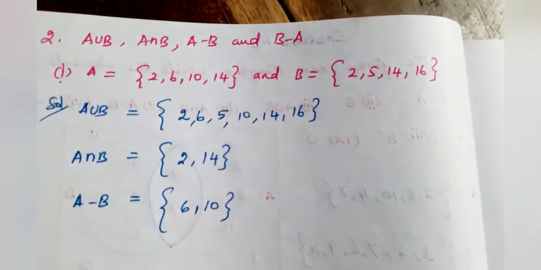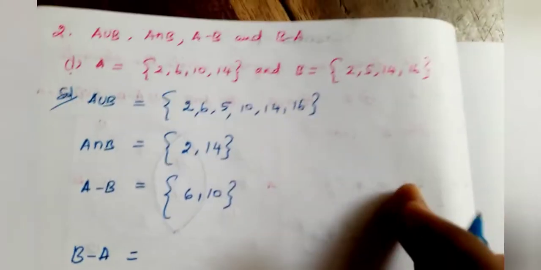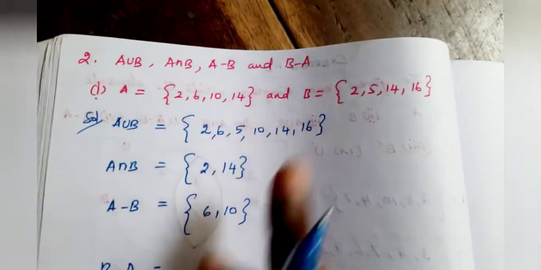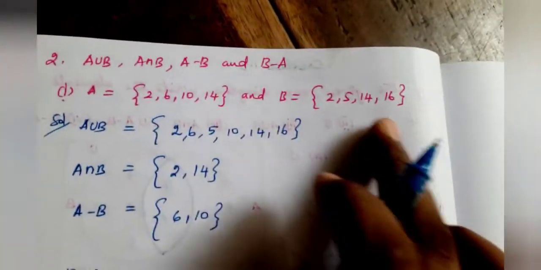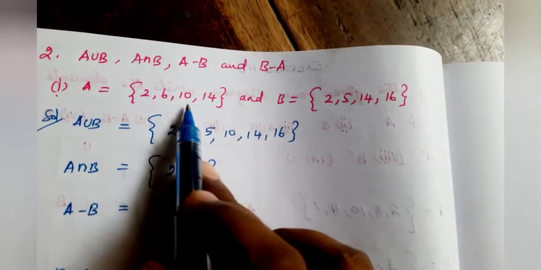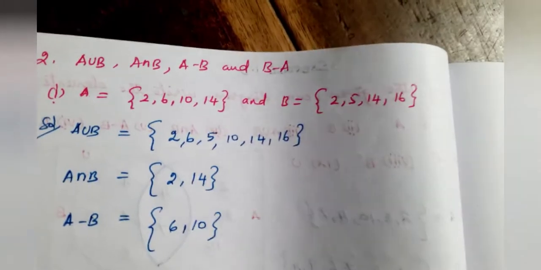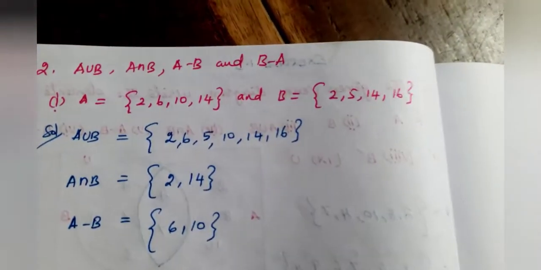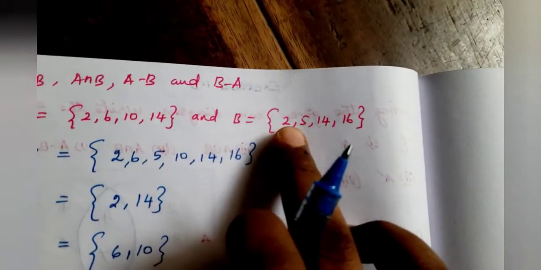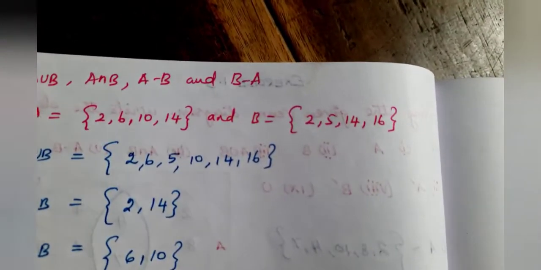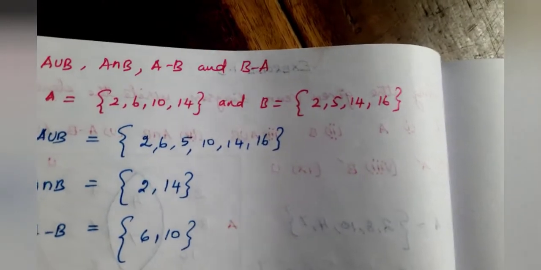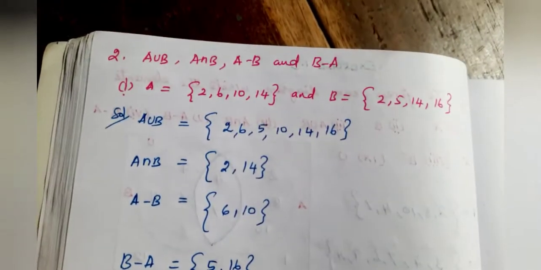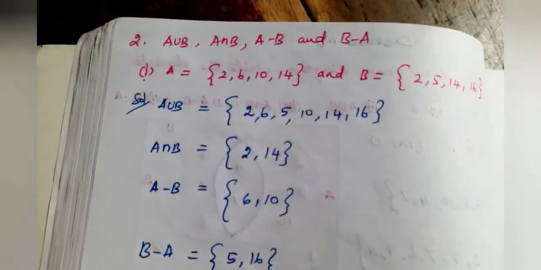What is B minus A? B minus A means subtract the set A. So I leave the elements of set B and remove the common elements, which means 2 and 14 are common. The remaining values belonging to set B are called B minus A. So I am going to remove 2 and 14. The remaining elements are 5 and 16. With this, the first subdivision gets over.